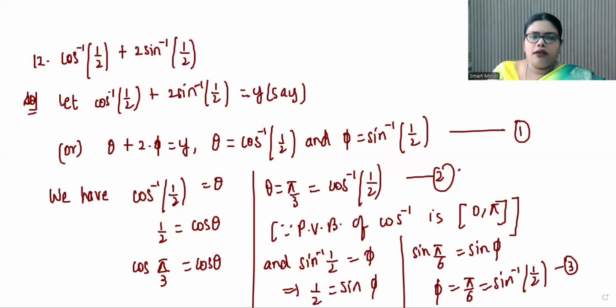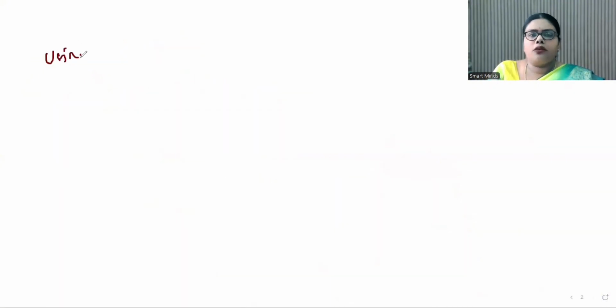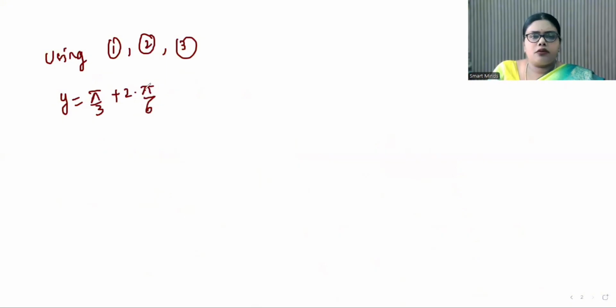Equation number 3. Now using all the three equations, equations 1, 2 and 3, we get y equals pi by 3 plus 2 into pi by 6. So 2 ones are 2, 2 threes are 6. So pi by 3 plus pi by 3 is 2 pi by 3. 2 pi by 3 is 120 degrees. So 2 pi by 3 is the answer.